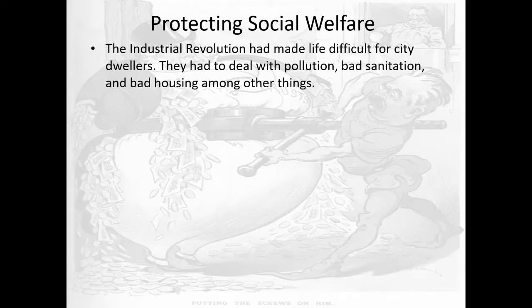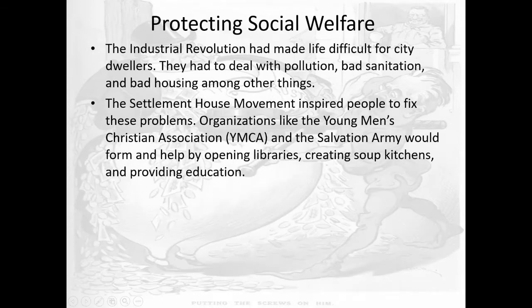Anyway, the Industrial Revolution had made life difficult for city dwellers. They had to deal with pollution, bad sanitation, and bad housing, among other things. And the settlement house movement inspired people to fix these problems. We have different organizations formed to try to help people in bad areas of the cities, like the slum areas or the tenements. The Young Men's Christian Association, YMCA, and the Salvation Army would form and help by opening libraries and creating soup kitchens and providing education to the poor working class people of the inner cities of the slums.